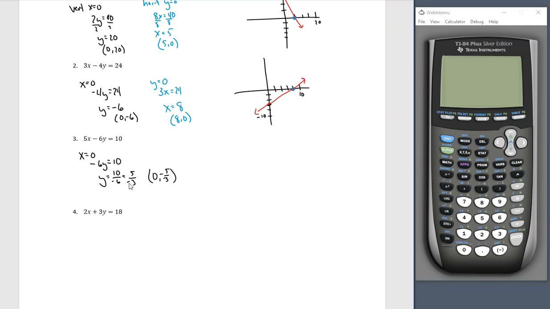It doesn't matter if that negative is with the 3 or in front of the fraction or with the 5. As long as you only have one negative value, we can put it anywhere. If y is 0, cover up the y, I have 5x equals 10, so that x equals 2, and we have the point 2, 0.